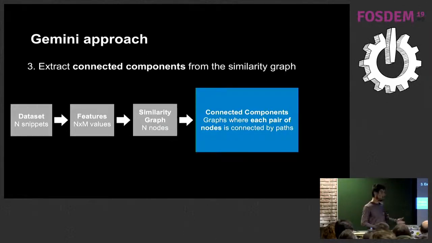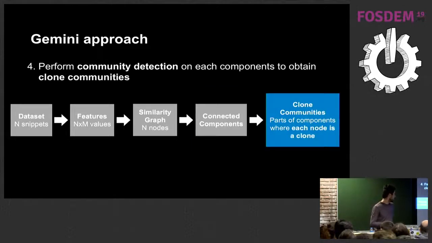In graph theory, this is called connected components, and we extract this from the graph of similarity that we've created. The final step in Gemini is, on each of these connected components, we apply community detection in order to find the final cloned communities. So I'll go a bit more in depth into why we do that later on.